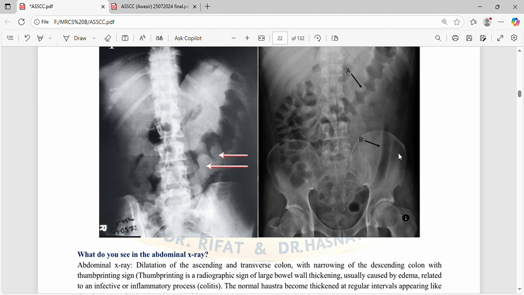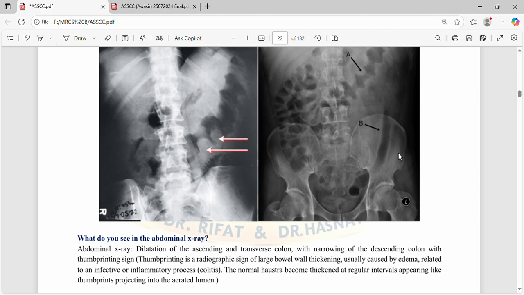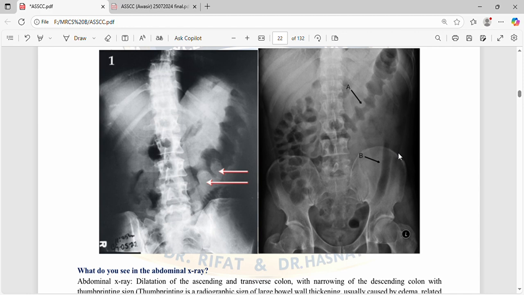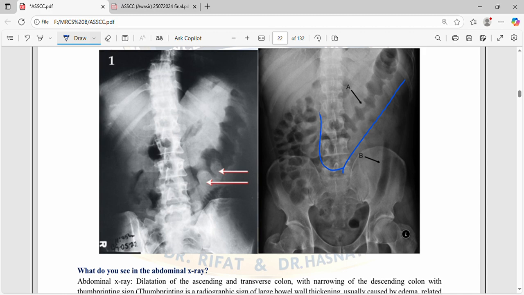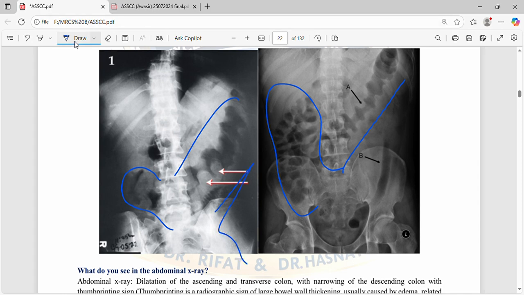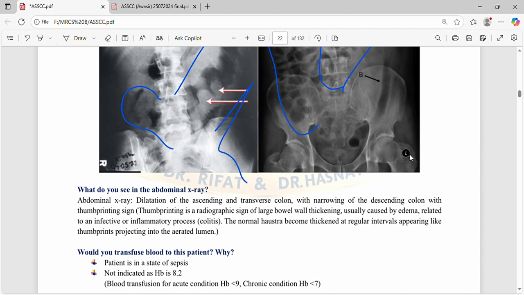Okay, so what do we see in this X-ray? So this is an erect abdomen X-ray. Dilatation of the ascending and transverse colon. You can see the dilatation of the ascending and transverse colon. So this is large gut. Okay, and so this is a dilatation of the ascending and the transverse colon, with narrowing of the descending colon with thumbprint sign.